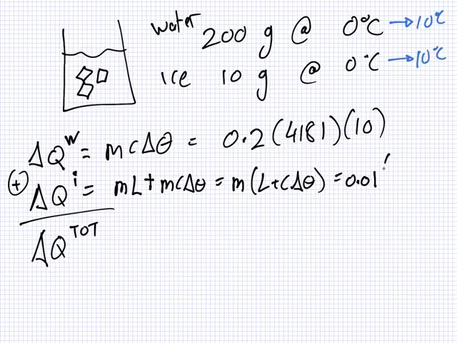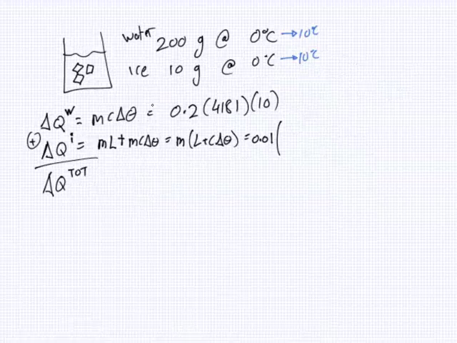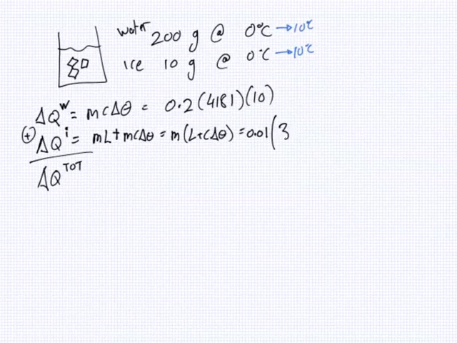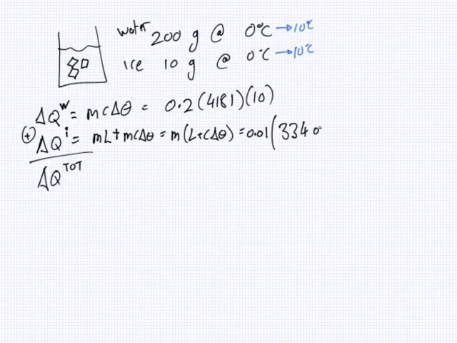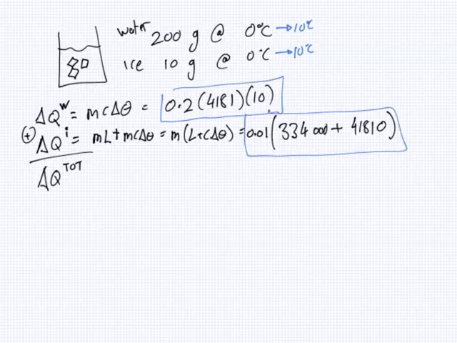0.01 times... what is the latent heat of fusion? 334,000 plus 4181 times 10. Okay, so if you can please calculate this and add them together, we get our answer.